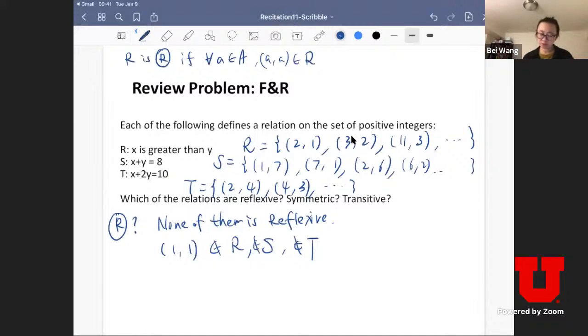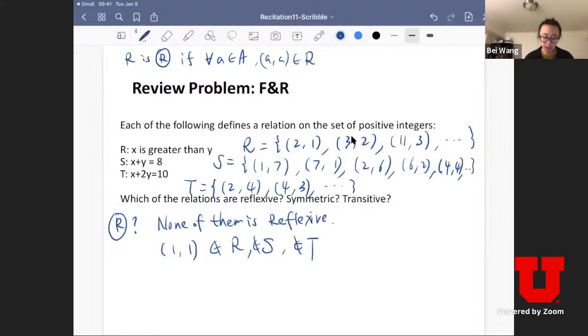But you might argue, well, relation S contains the pair 4, 4. But that is only one reflexive pair, and it's not applying to all positive integers.